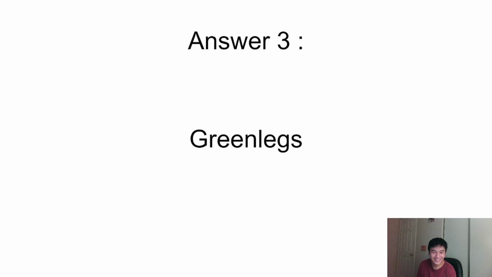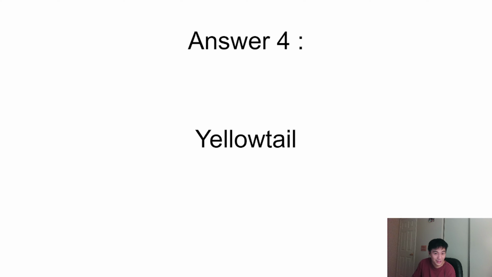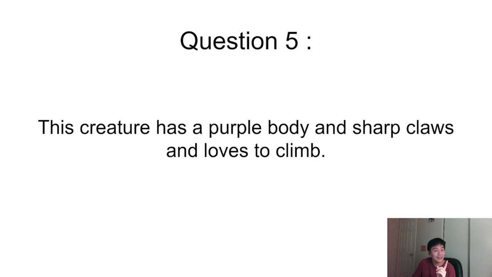Green legs. This creature has a yellow body and a long tail and likes to jump. What do you think the answer to that is? Yellow tail. Okay. Now finally, this creature has a purple body and sharp claws and loves to climb. What do you think the answer to that is?